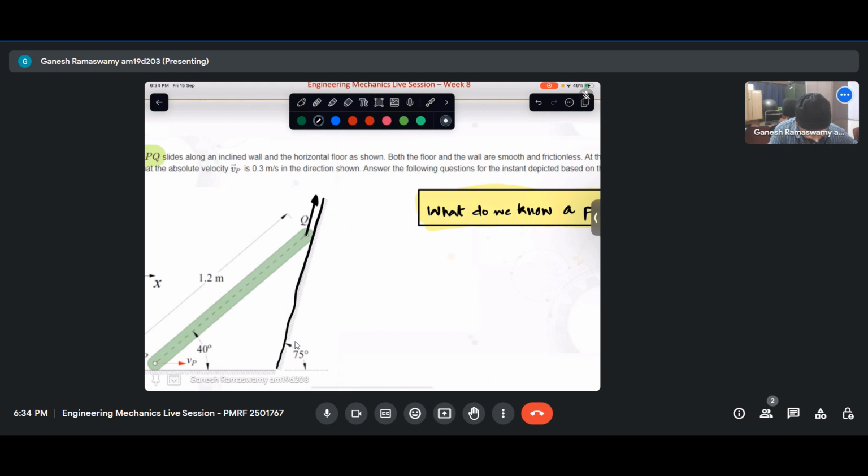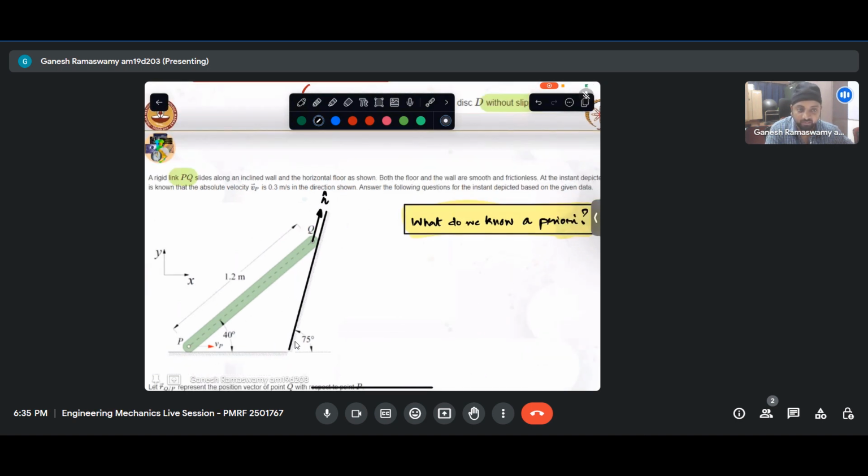It invariably has to be parallel to that wall, either up or down. But since this is moving to the right, naturally we can guess that Q is moving upwards. So if I were to represent the unit vector in that direction by n cap, I know that my velocity of Q is along n cap. That is something I know. I don't know what the magnitude of that is, but I know the direction. It will be along n cap.